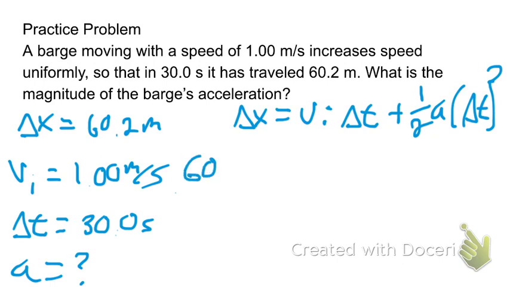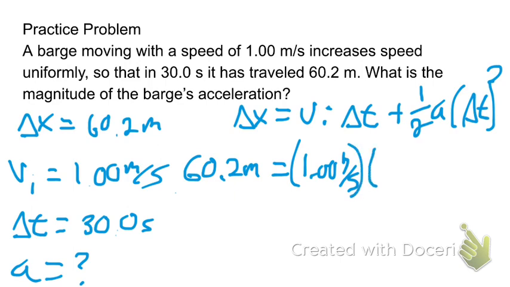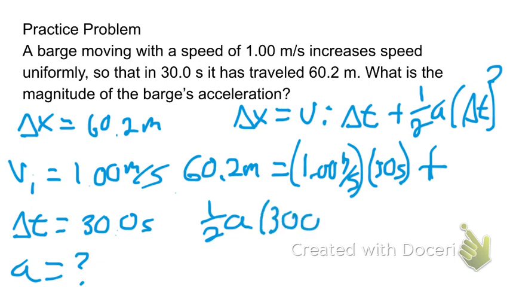I would say 60.2 meters is equal to 1.00 meters per second times 30 seconds plus, and I'm going to run out of room here, so I'm going to go down onto the next line, even though that doesn't look great. 1/2 acceleration, which we don't know, times change in time, 30.0 seconds squared. Okay, and so then we're going to have to do the math.